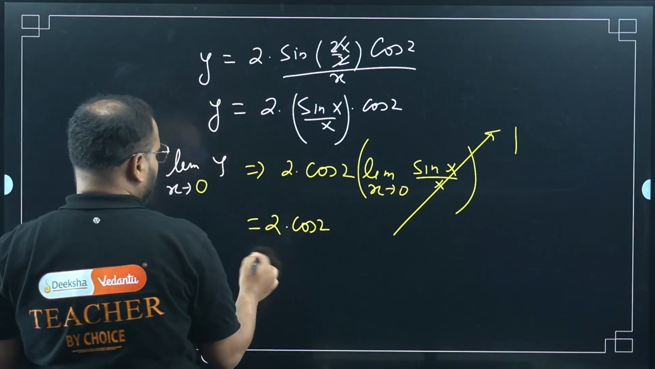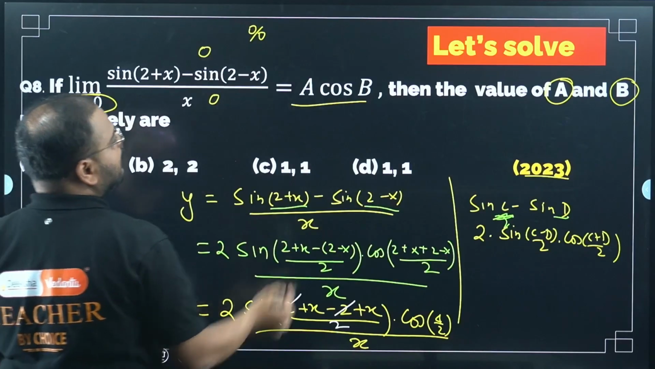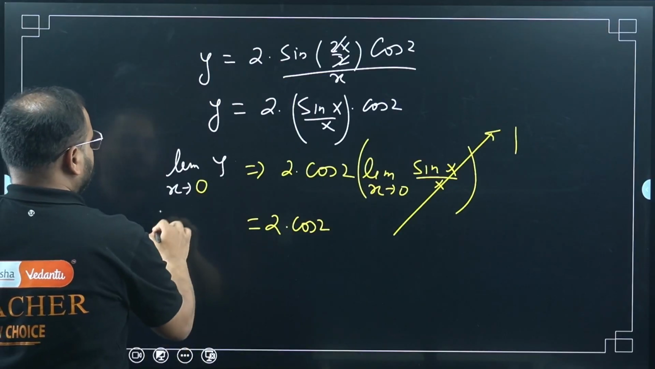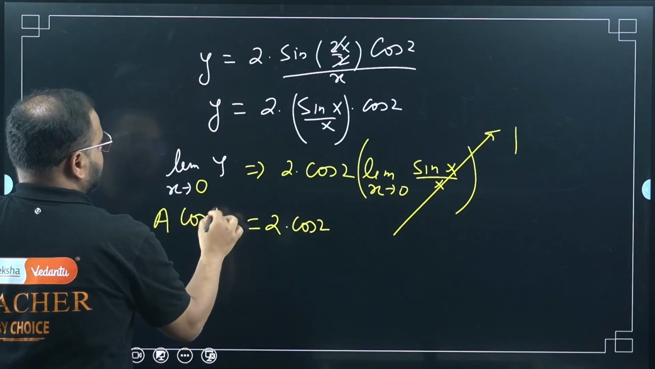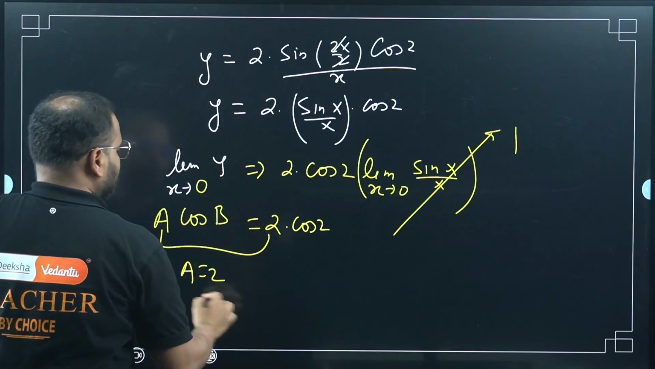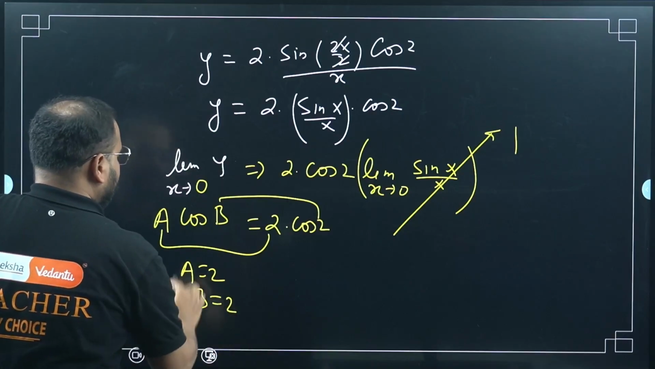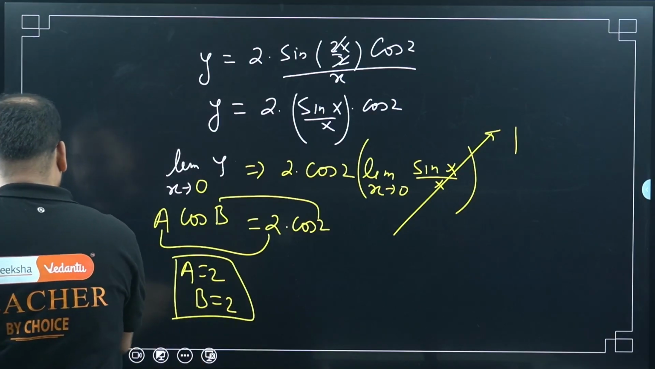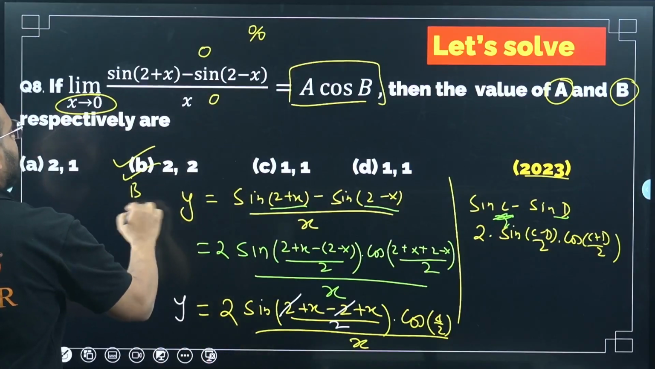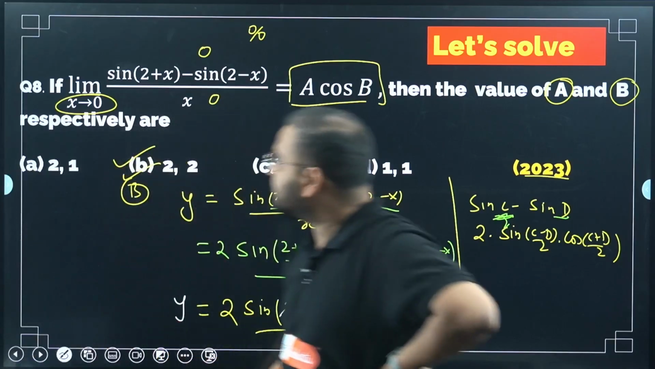Okay, so what is this given equal to? In the question they have given equal to a cos b. So right here, a cos b. Please compare, a is 2 and compare b, b is 2. A is 2, b is 2. Please check the answer. Option B. Option B. A is 2 and b is 2. I hope this is clear.